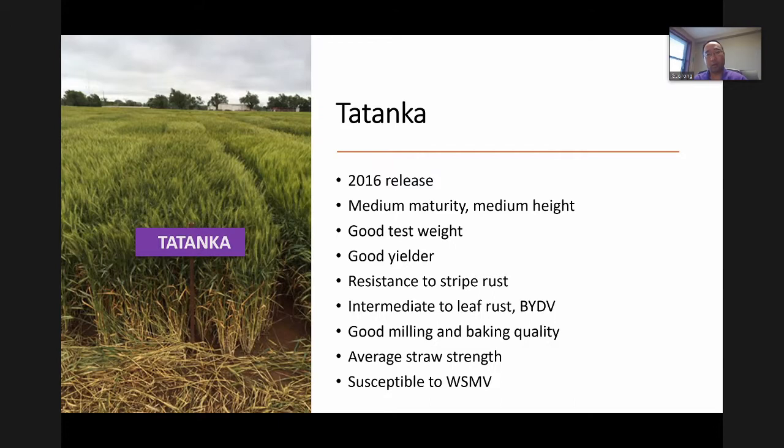The straw strength is about similar to Oakley CL. In a high yielding environment, lodging can be a concern, and it's susceptible to wheat streak though. So you need to be careful when you're planting, and take care of the volunteer wheat around your field or in your field.